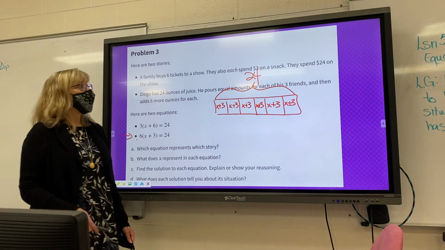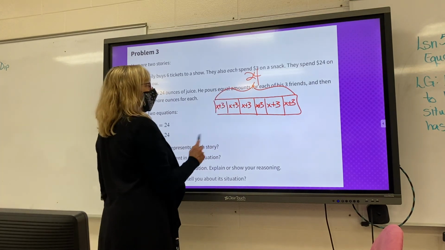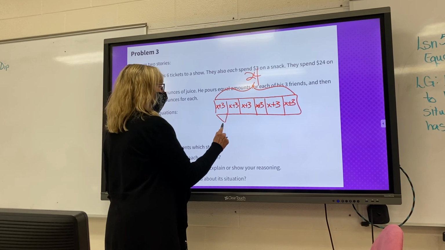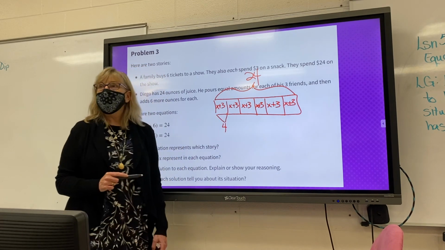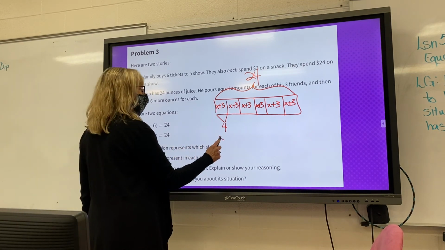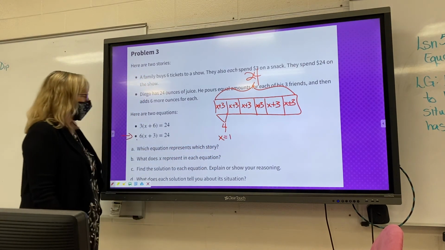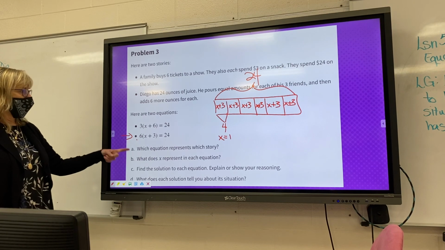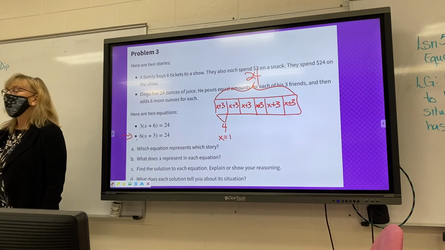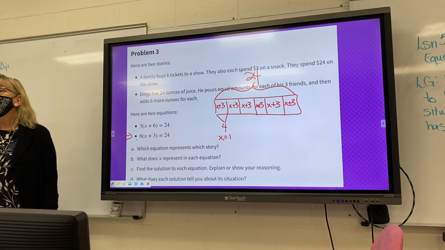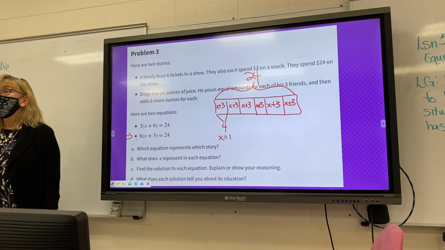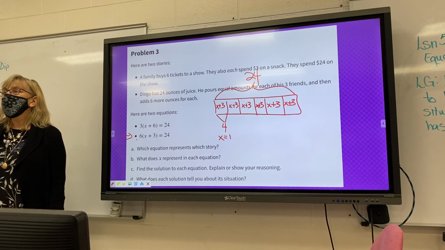Divided by 6. Okay, so 24 divided by 6 gives us 4. So each block is worth 4. So what does x equal? 1. X equals 1. All right, so we answered that question. What does x represent in this equation? What is x in this story? 1. I know it's 1, but what does it relate to in the story?